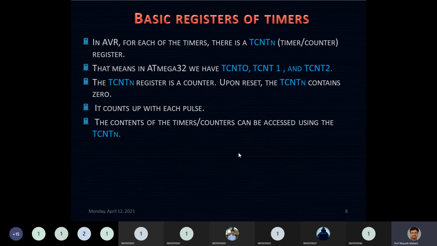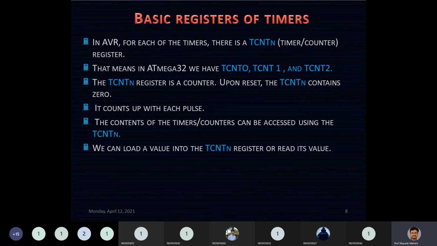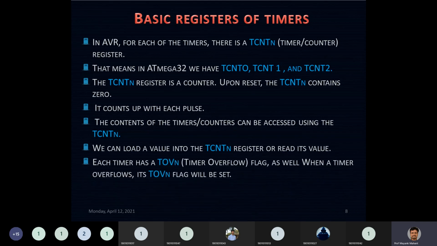Okay, so it is the IN and OUT instruction, as already mentioned by number 19, that we would be using for accessing this TCNT, as TCNT is in the IO section. If we access the TCNT, it will give us the value of the counter. So we can load a value into the TCNT register or read the value as it is with the help of the IO section. Easily with the help of IN and OUT instructions, we can read the content of your TCNT.